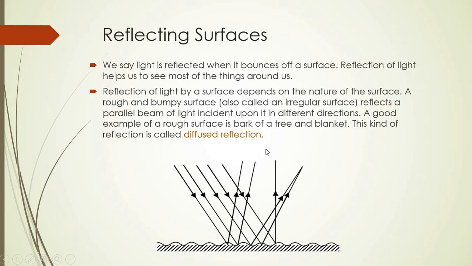So what is diffuse reflection? The reflection of light by a surface depends on the nature of the surface. A rough or bumpy surface reflects a parallel beam of light incident upon it in different directions, and this kind of reflection is called diffuse reflection, where the light gets diverted and distributed into different directions. As you can see, these are the incident rays striking the surface. After reflection, they go into different directions. This type of reflection is referred to as diffuse reflection.